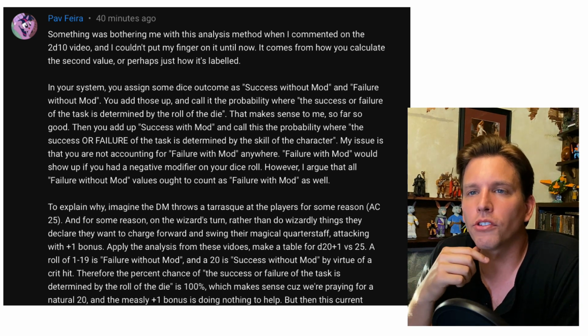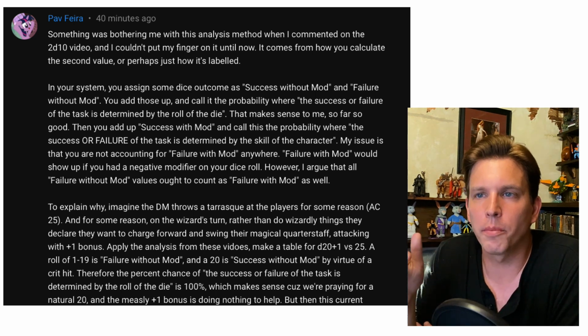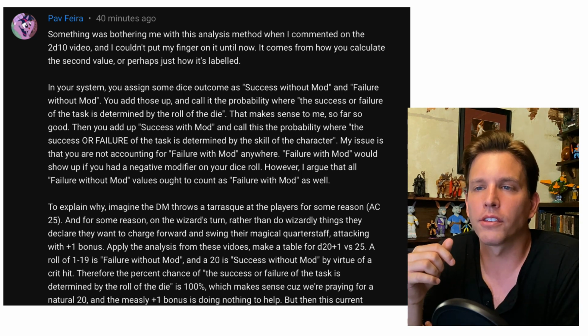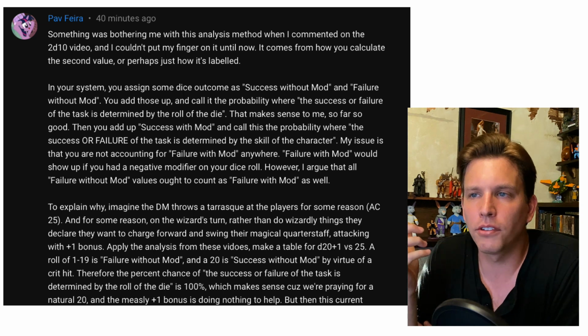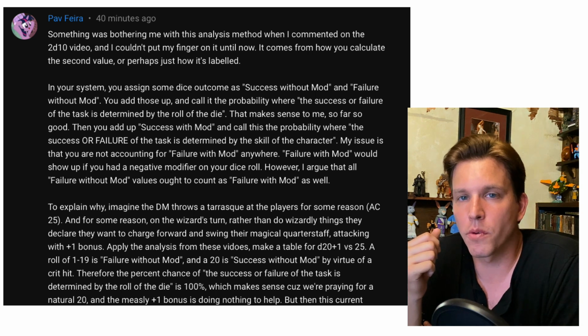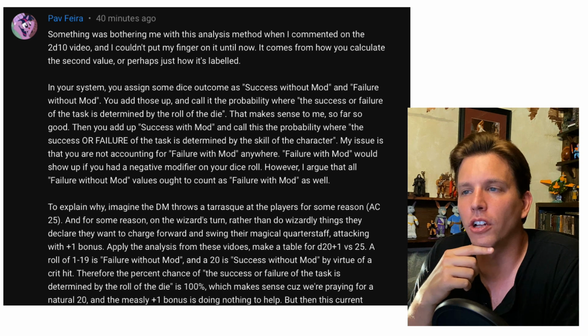"In your system, you assign some dice outcomes as success without modification and failure without modification. You add those up and call that the probability where the success or failure of the task is determined by the roll of the dice." Yes, true. That makes sense to me. "So far, so good. Then you add up success with modification and call that the probability where the success or failure of the task is determined by the skill of the character."